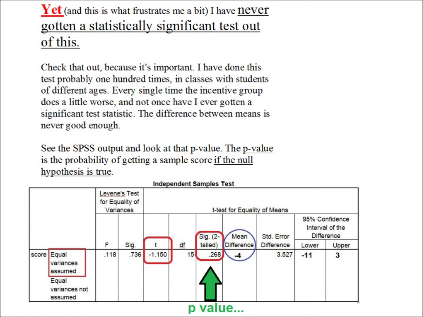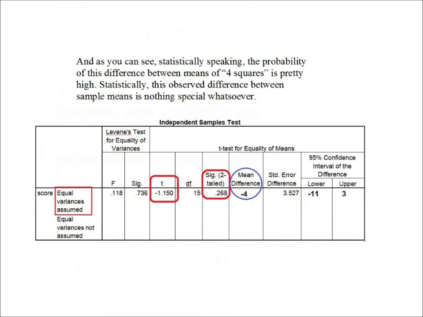The difference between means is never good enough. See that SPSS output and look at the p-value. The p-value is the probability of getting that sample score if the null hypothesis is true. As you can see, statistically speaking, the probability of this difference between means of 4 squares is pretty high. Statistically, this observed difference between sample means is nothing special at all.